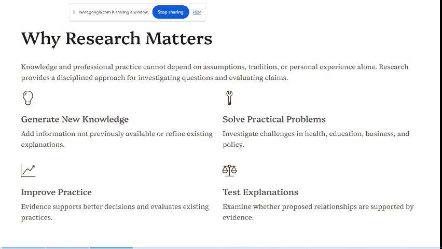Okay, so let's move to the next point, and that is improve practice. Each study should improve the practices as well. Okay, evidence supports better decisions and evaluates existing practices. Because of this, we need to work on a study which will improve the practice of an area.